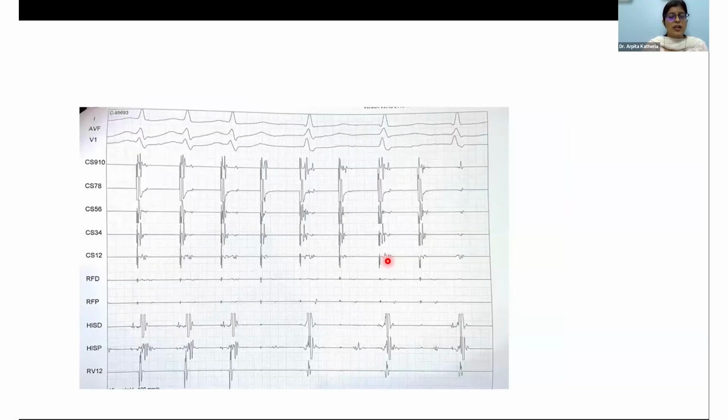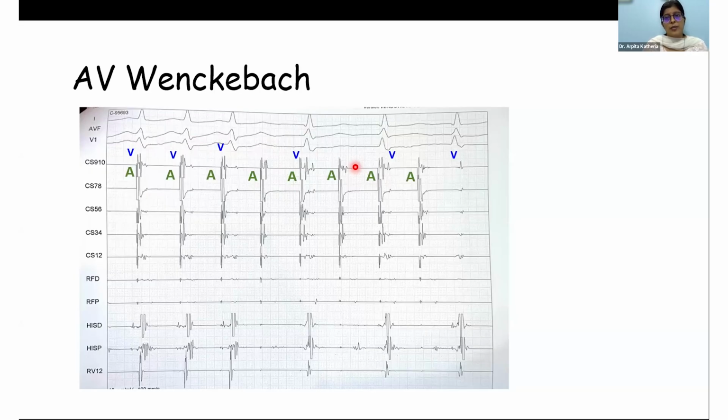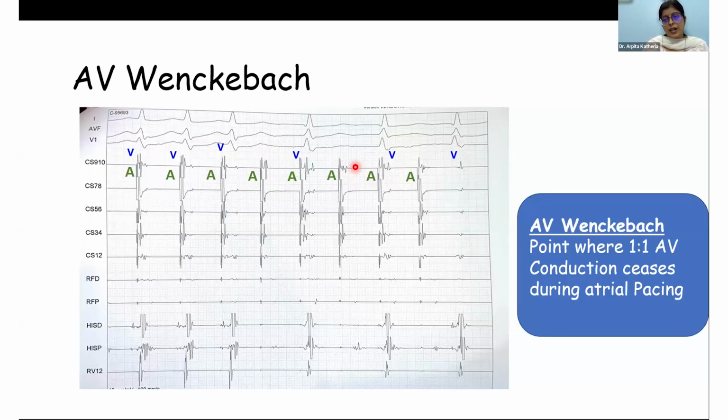In the next case, again, we are pacing the atria through the CS. We can see a pacing spike followed by a deflection in the CS catheter, the A wave. If we count the A waves over here, there are more A waves as compared to the V or the QRS. So when we keep on pacing the atria at progressively faster rates, there will come a time when all the A waves will not be conducted to the ventricle. This is known as the AV Wenckebach point, where 1:1 AV conduction ceases during atrial pacing.